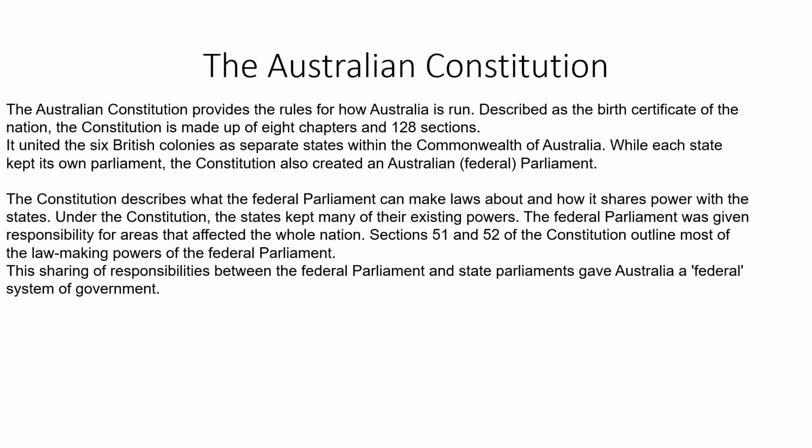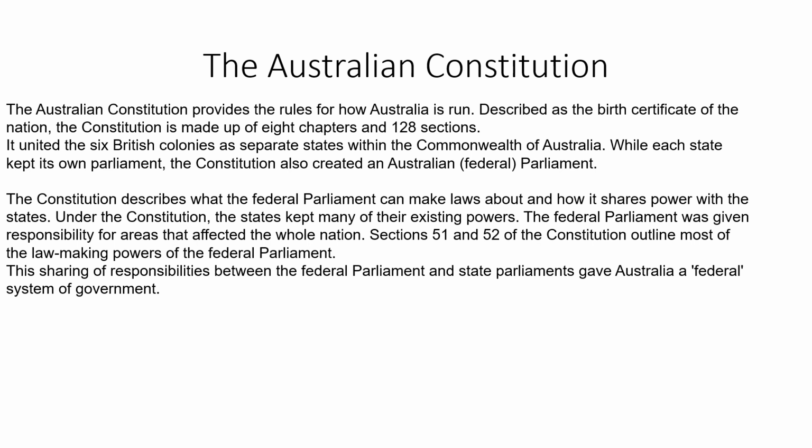Described as the birth certificate of the nation, the Constitution is made up of 8 chapters and 128 sections. It united the 6 British colonies as separate states within the Commonwealth of Australia. While each state kept its own parliament, the Constitution also created an Australian Federal Parliament. The Constitution describes what the Federal Parliament can make laws about and how it shares powers with the states.